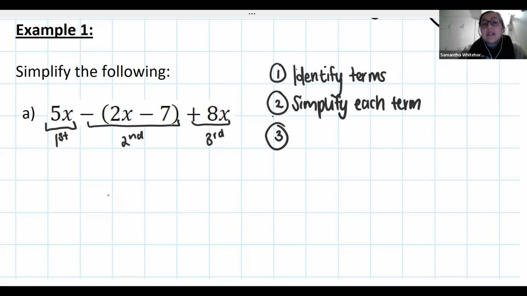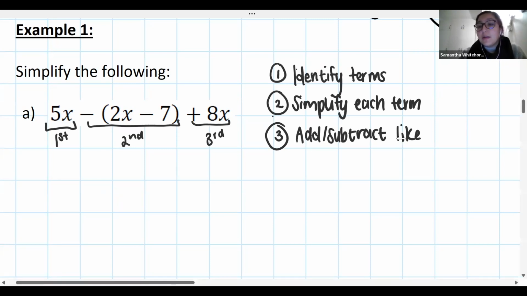Once I've simplified each term, my very last step is to add or subtract any like terms that we have. Sometimes you've got like terms that you can add and subtract, sometimes you don't. You need to check and see whether or not you have any like terms that can further simplify your expression.